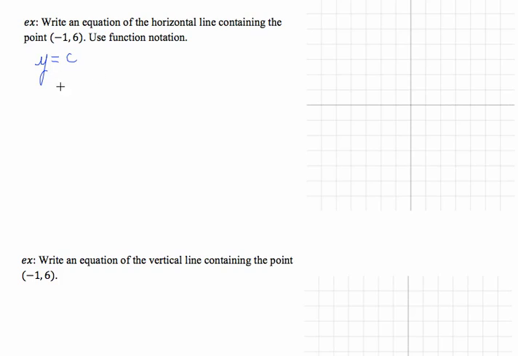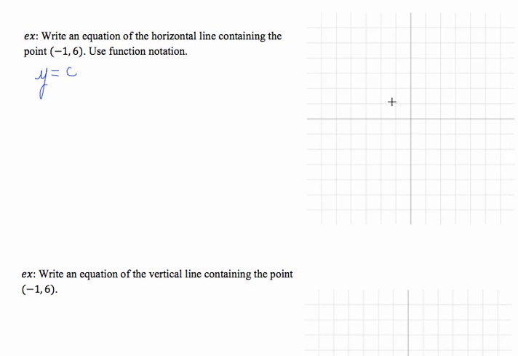Now at this point we don't know the y-intercept. It's kind of hard to know what that constant should be. So let's start by plotting the point that we know we want it to go through. We know we want it to go through the point (-1, 6), which is way up there. Negative 1, then 1, 2, 3, 4, 5, 6. And we want it to be horizontal, so I can go ahead and draw it in. It's going to look like this.